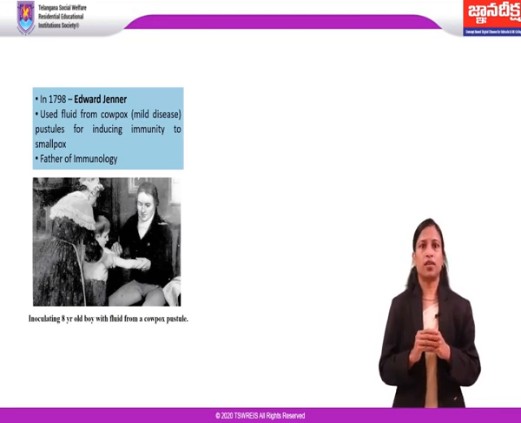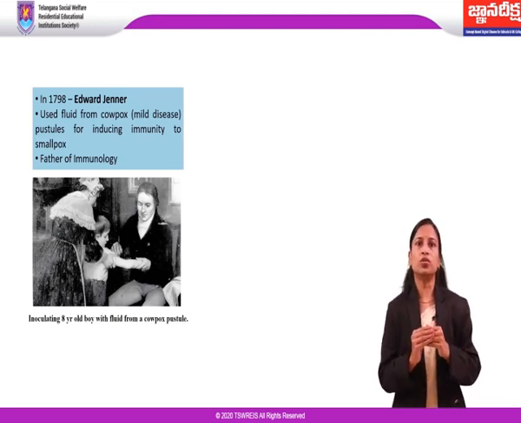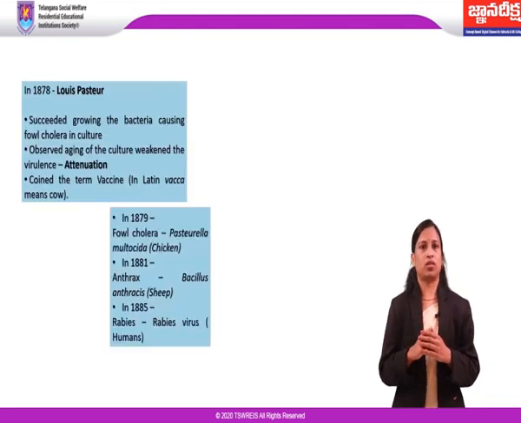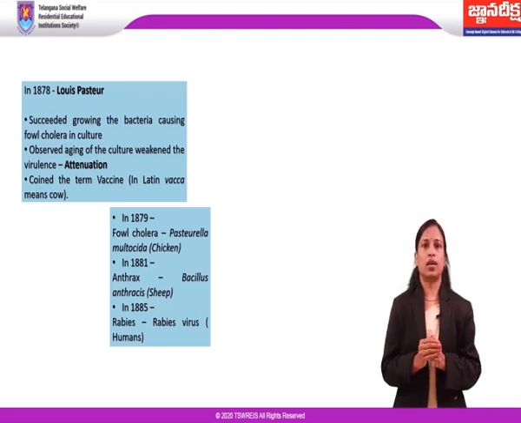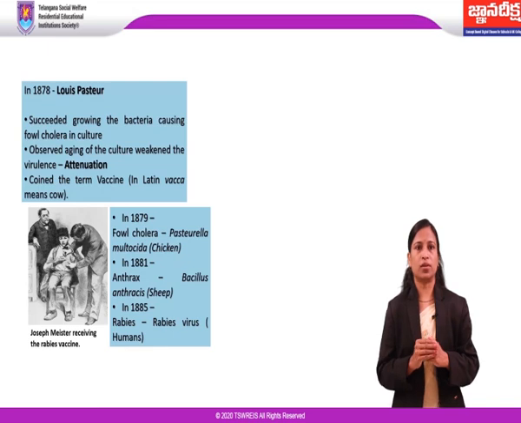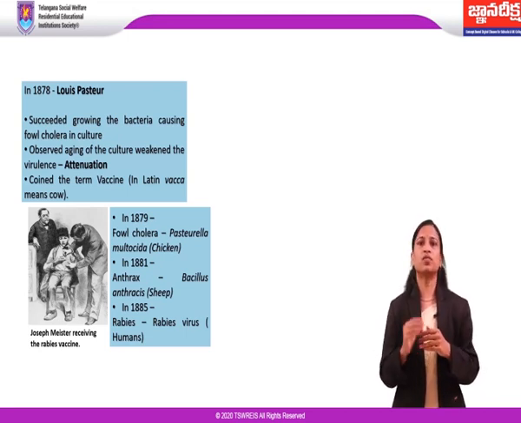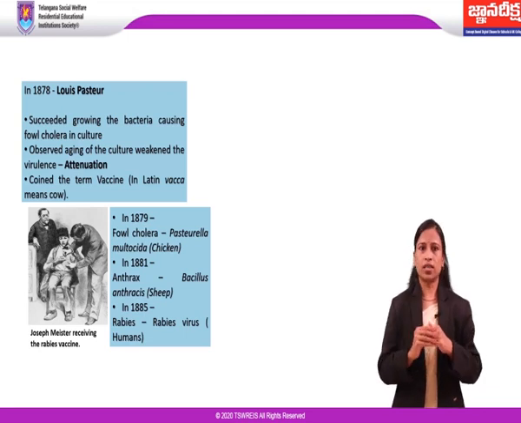The next major advance in the field of immunology is the development of immunity to cholera in chickens. In 1878, Louis Pasteur succeeded in growing the bacteria that cause fowl cholera, Pasteurella multocida. After returning from his vacation, he and his team continued their experiments and injected some chickens with the same old culture. And the chickens got ill, but surprisingly they recovered very soon.